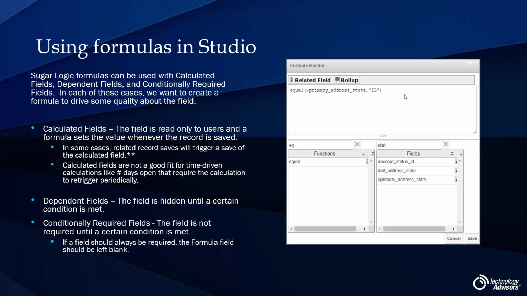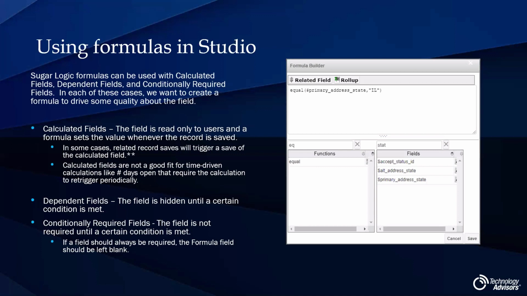Roll up is somewhat similar, except that you can do summations from child records. So for example, if you're on an account and you want to see the sum of all opportunities related to that account, you would click the roll up button. You could also do the sum of all opportunities that are closed won that are related to the account.